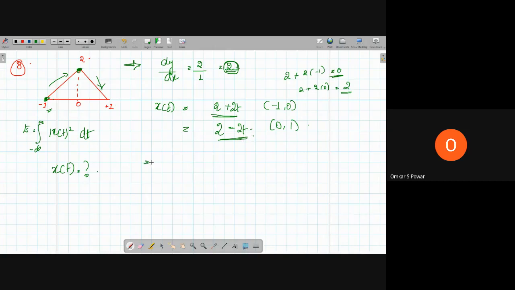Then substitute this one for energy: from minus 1 to 0, 2 plus 2t the whole square dt, plus 0 to 1, 2 minus 2t the whole square dt. So if you solve this one, you will end up as 8 by 3. Okay. So we will solve another problem, so that with one or two more problems you'll get a better idea.